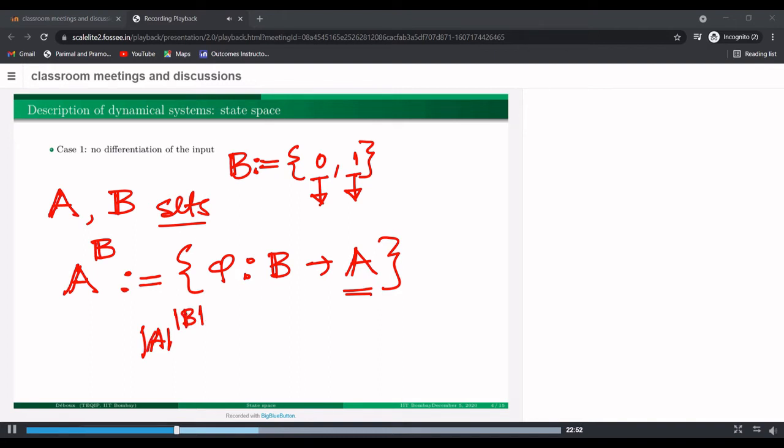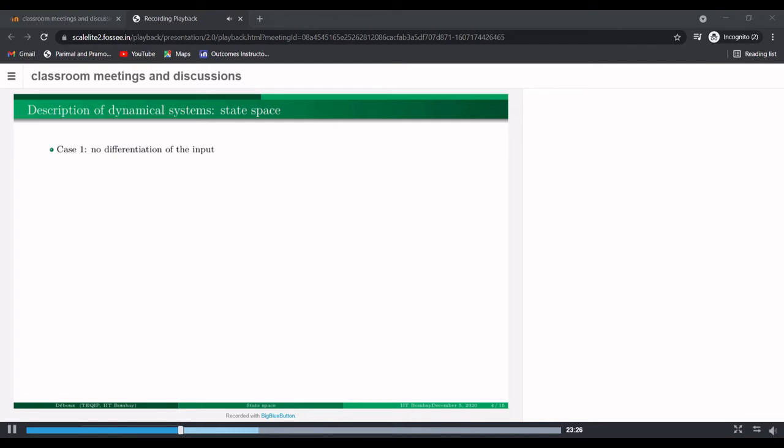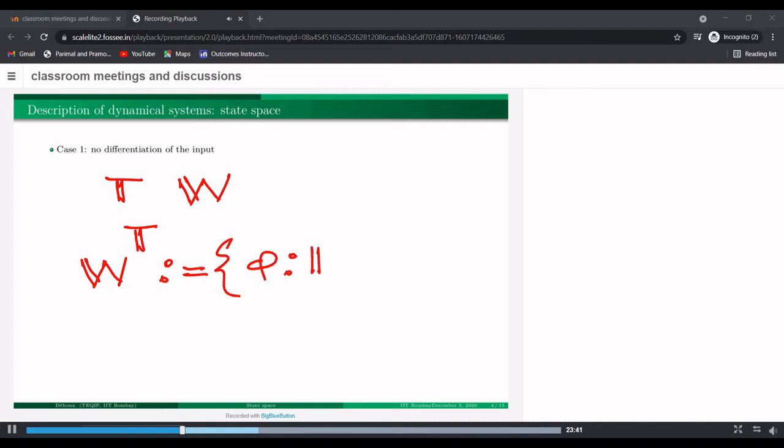Borrowing from this idea with finite sets, this symbol has been invented to describe this set. But even if you don't buy all this, just remember that this weird symbol is just used to denote all possible maps from the set B to the set A. Therefore, when we are talking about indexing set T and signal space W, when I write W to the power T, this denotes all possible maps from the set T to the set W.